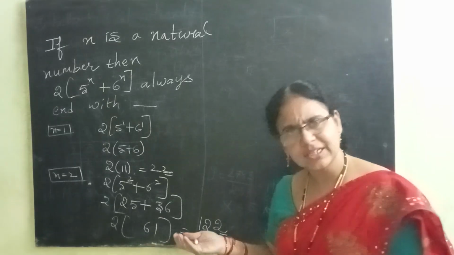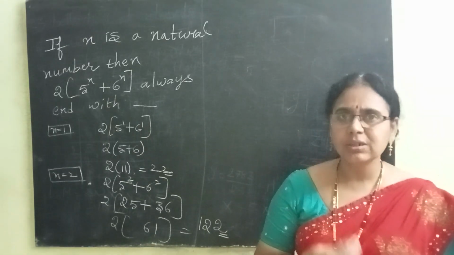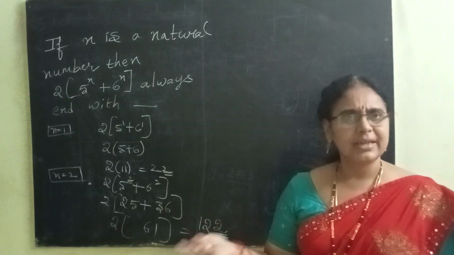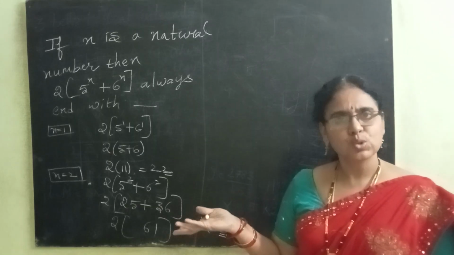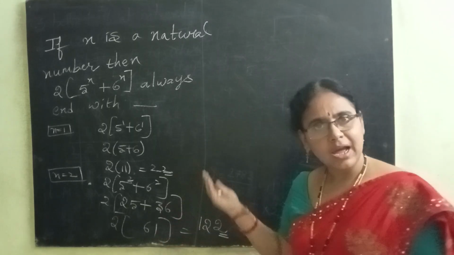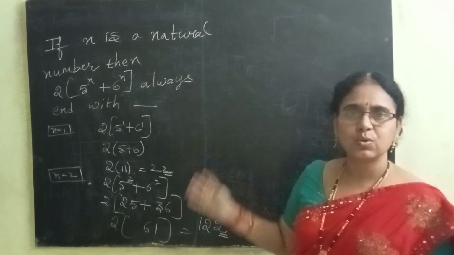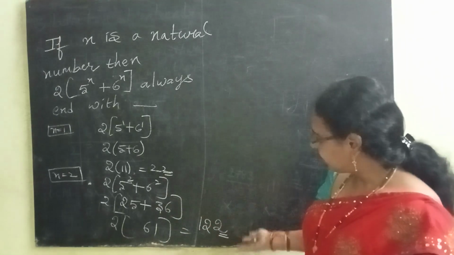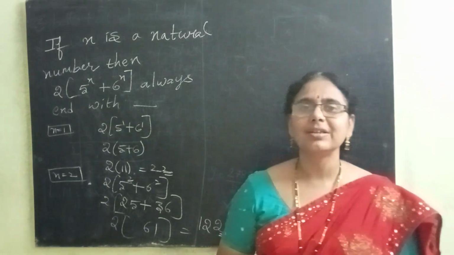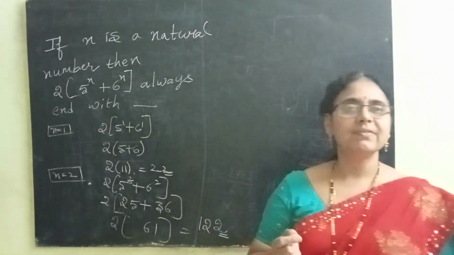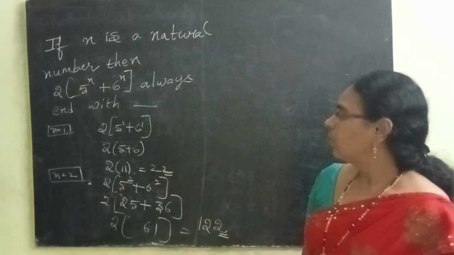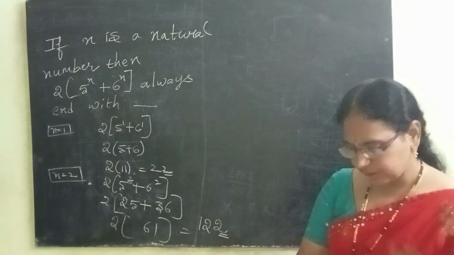If you want, we can still take some more examples: n is equal to 3, n is equal to 5, n is equal to 10. Take 2 or 3 natural numbers and observe. His question is, it ends with what digit. Okay, by checking these two examples we got the answer: it ends with the digit 2. I hope you are clear.